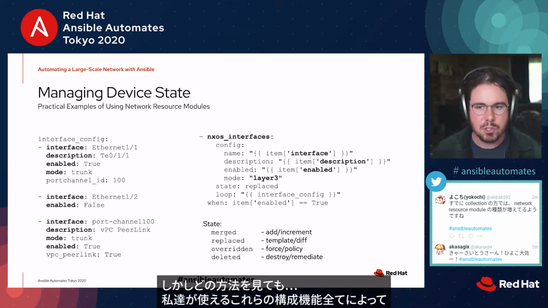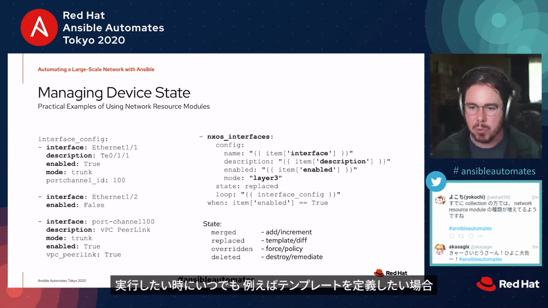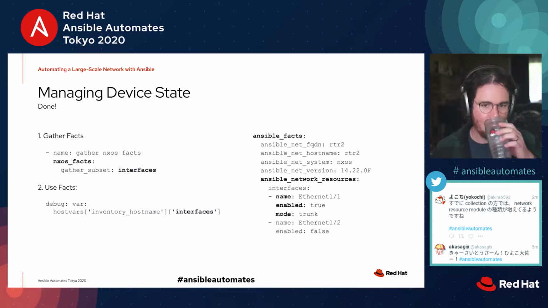But either way you look at it, all of these configuration capabilities we have now allow us to define very granular items of state within our network configurations. So anytime that we want to, say, define a template, or anytime we want to increment the configurations on any of our devices, we can now do that very easily.